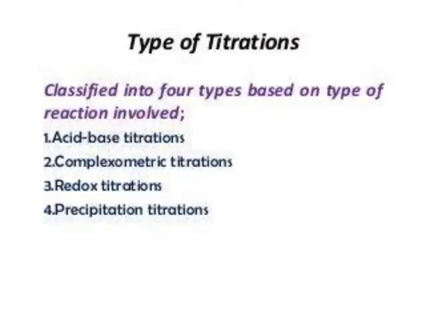And here are the types of titrations. Titrations are classified into 4 types based on the type of reaction involved. And here are the acid-base titrations, complexometric titrations, redox titrations, and precipitation titrations.